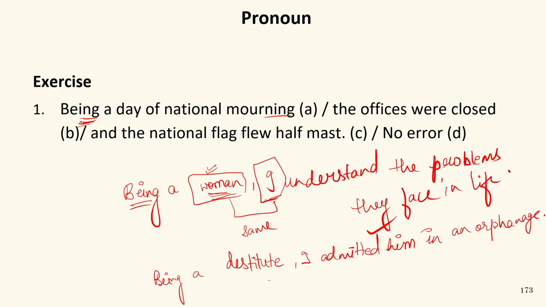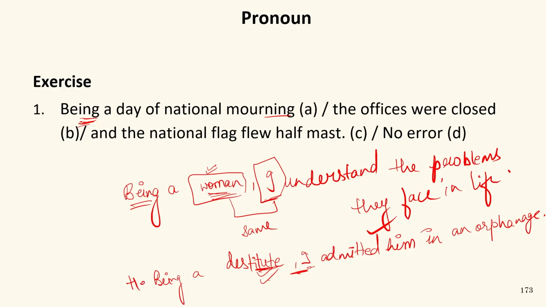Now, if the sentence is like this, in this case, destitute and I are not the same person. Because if I were the destitute, then why did I admit some other person? But I have admitted the person who is destitute. Destitute means needy and poor. But I did the work. I was not the one to be admitted in that. So it means the person is someone else. The destitute is someone else.